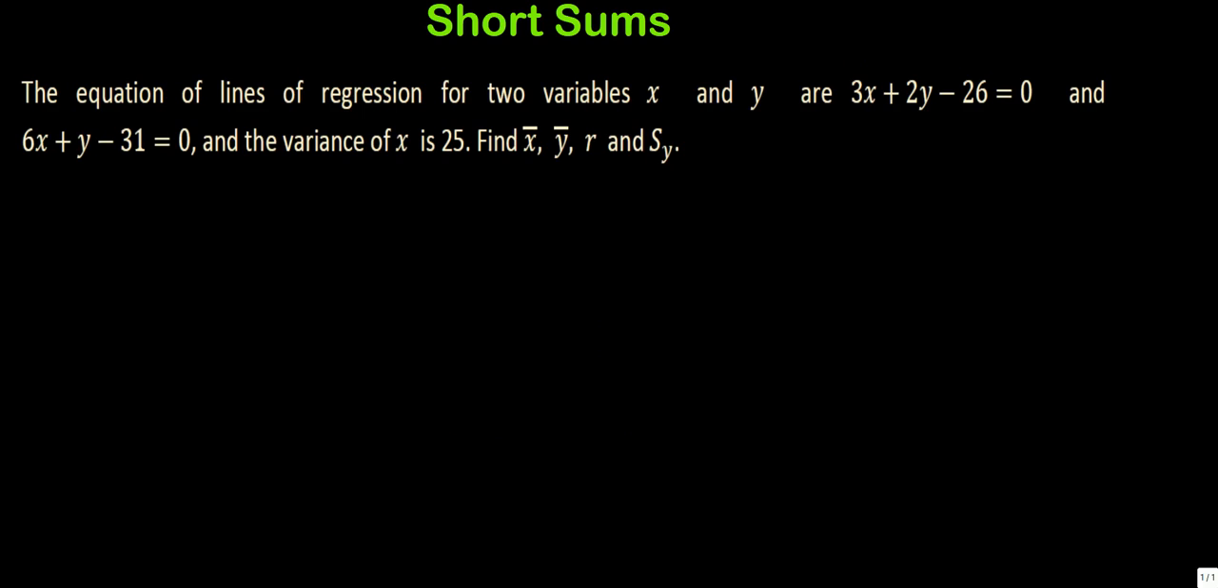So your first sum is: the equations of the lines of regression for two variables x and y are 3x plus 2y minus 26 equals 0 and 6x plus y minus 31 equals 0, and the variance of x is 25. Find x bar, y bar, r and sy. See, this is a complete sum of this type.